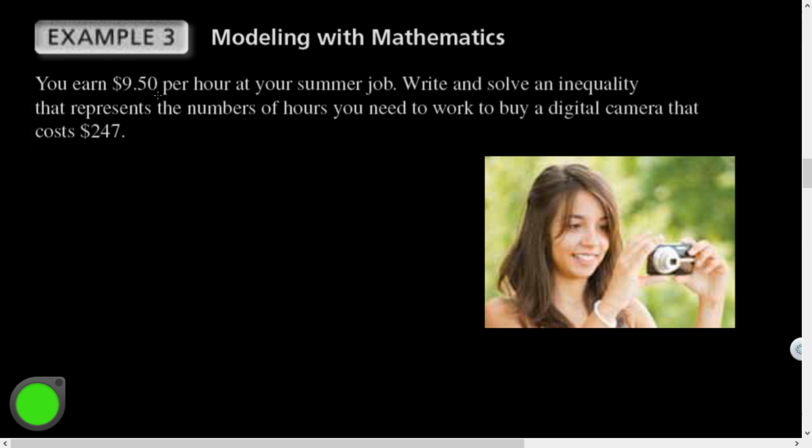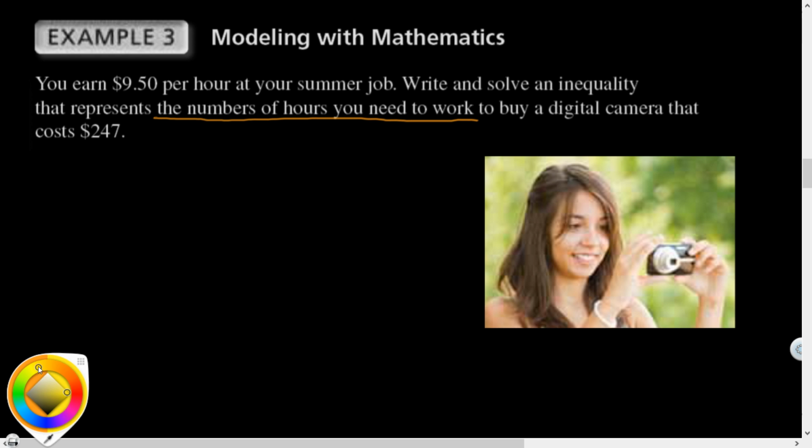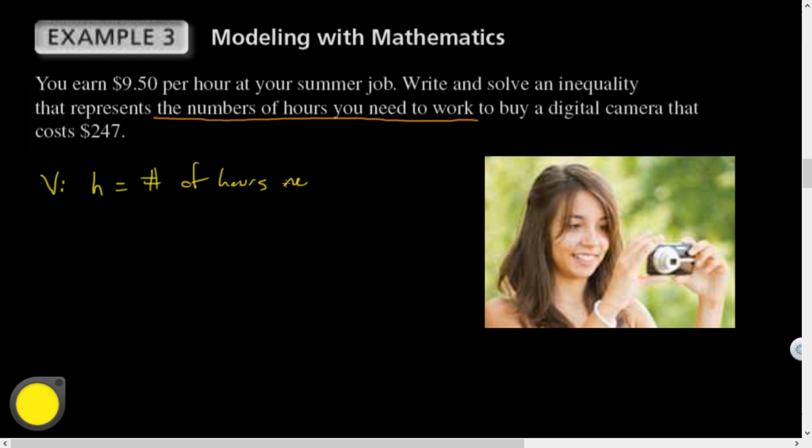You earn $9.50 per hour at your summer job. Write and solve an inequality that represents the number of hours you need to work to buy a digital camera that costs $247. Okay, so, variables. I feel like that's not quite yellow enough. That was still in the orange range. So, my variable, let's call it H, because it's the number of hours needed to work.